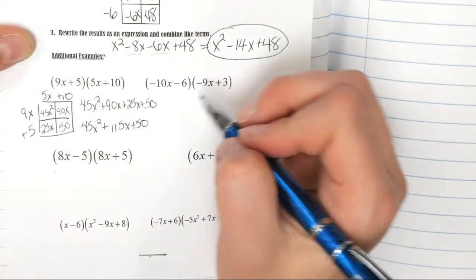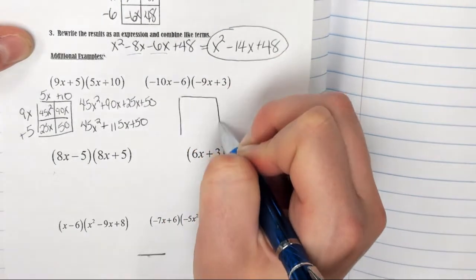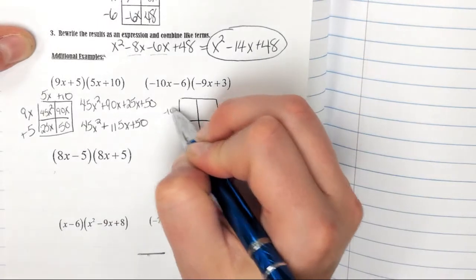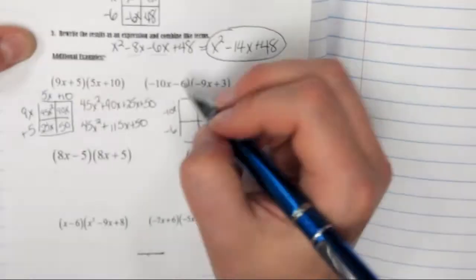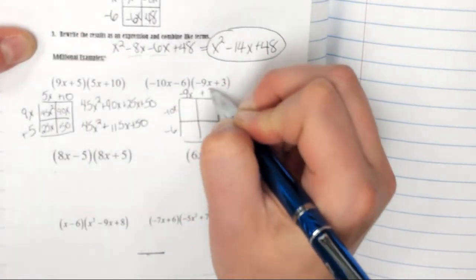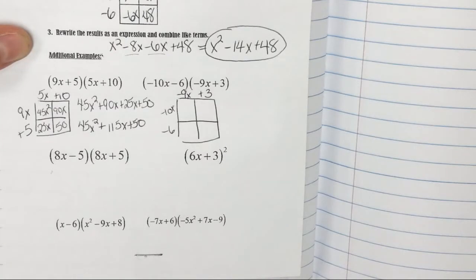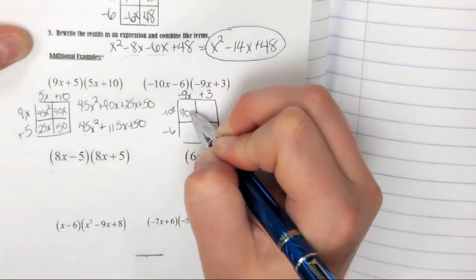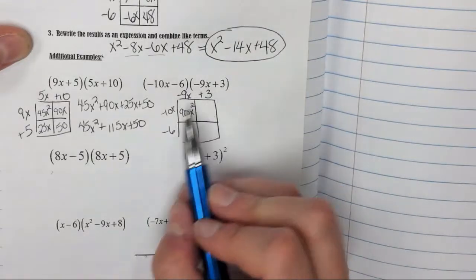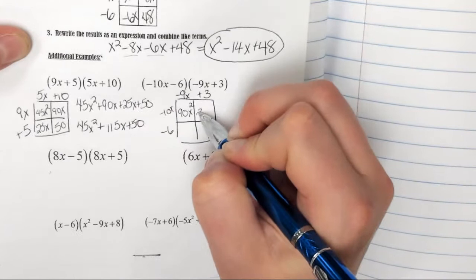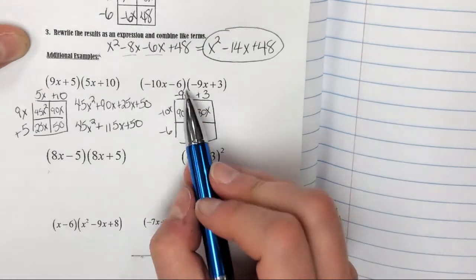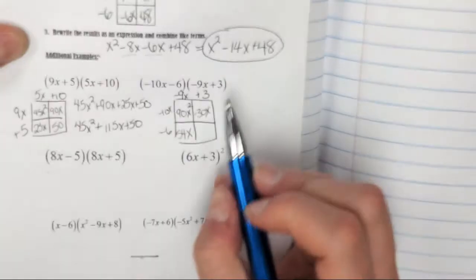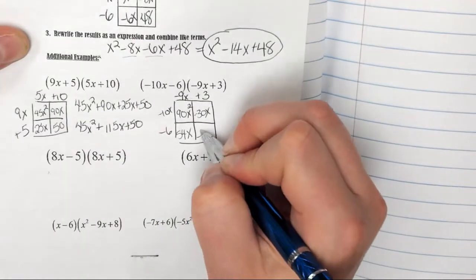All right, next example, same deal. We start with the box. First binomial down the side, negative 10x minus 6 and negative 9x plus 3. Negative 9 times negative 10 gives me 90, and x times x is x squared. Negative 10 times 3 is negative 30x. Negative 9 times negative 6 is 54x. And then 3 times negative 6 is negative 18.